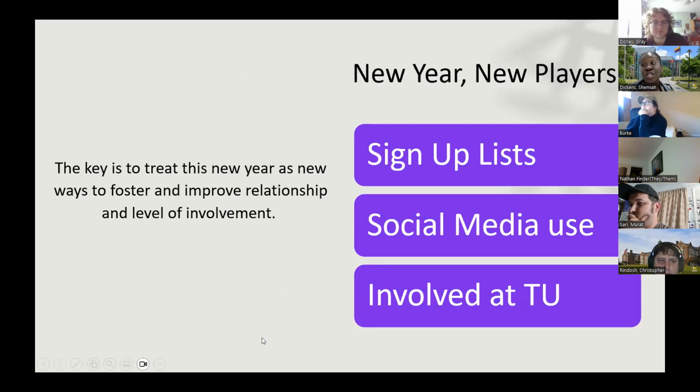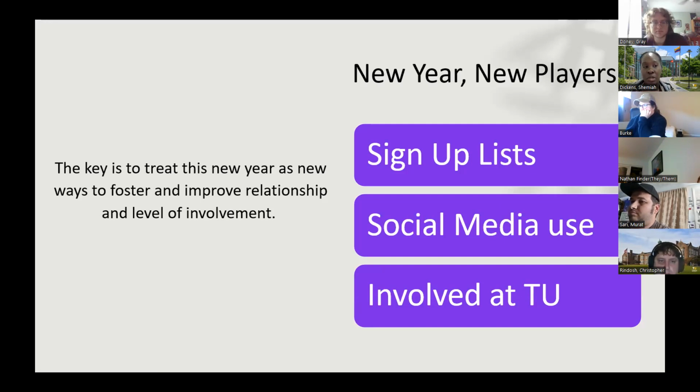And then now we got New Year's new players. So none of you all are new players. But the key is to treat the new year as new ways to foster and improve relationship and level of involvement. I've been saying this a little bit indirectly, but as you move towards new members, again, this is going to be one of the bigger classes that is coming into the university. So it's going to be a new semester for all of us.